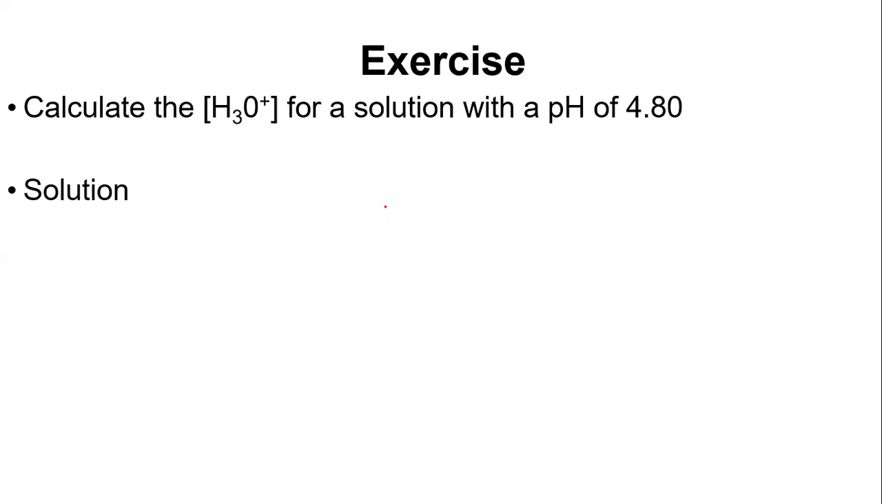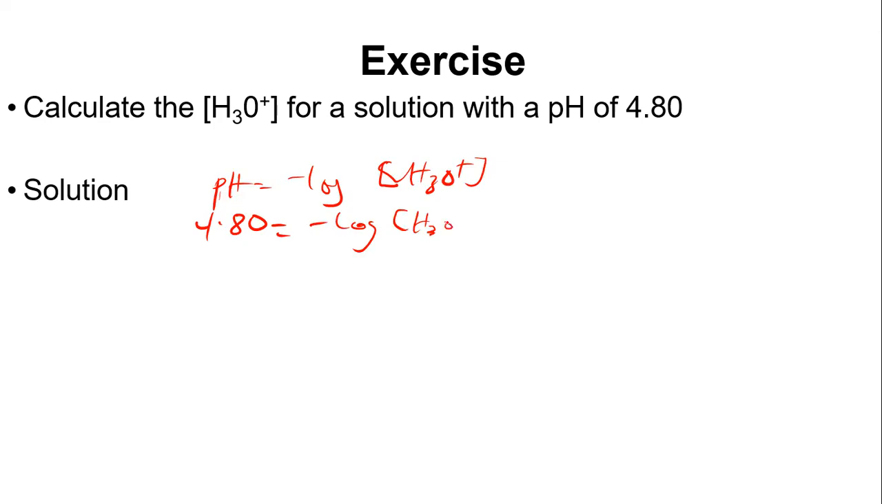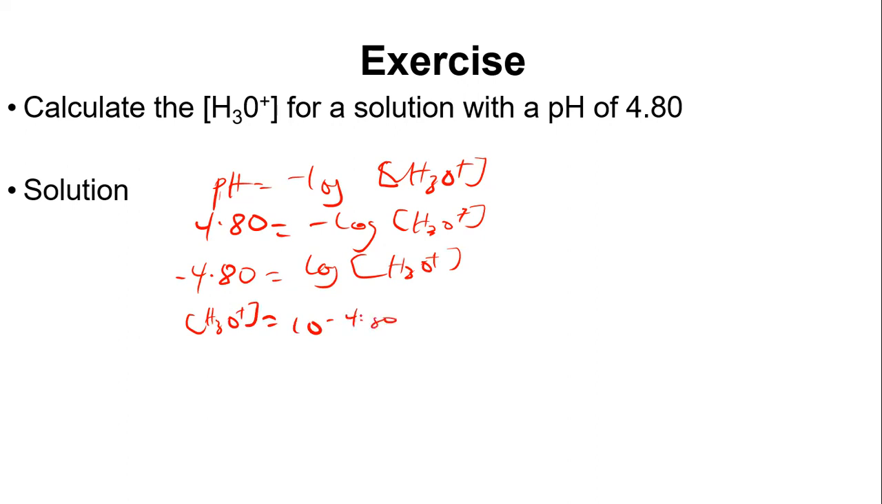So calculate the H+ concentration for a solution with this pH. So we've done this one before. The pH is equal to negative log of the H+ ion concentration or H3O+ ion concentration. I'll be using these terms interchangeably because they imply the same thing. Then divide by negative, you get negative 4.80 is equal to log of H+ concentration. And then the H3O+ concentration will finally be equal to 10 to the power negative 4.80. And that should give you a final answer.